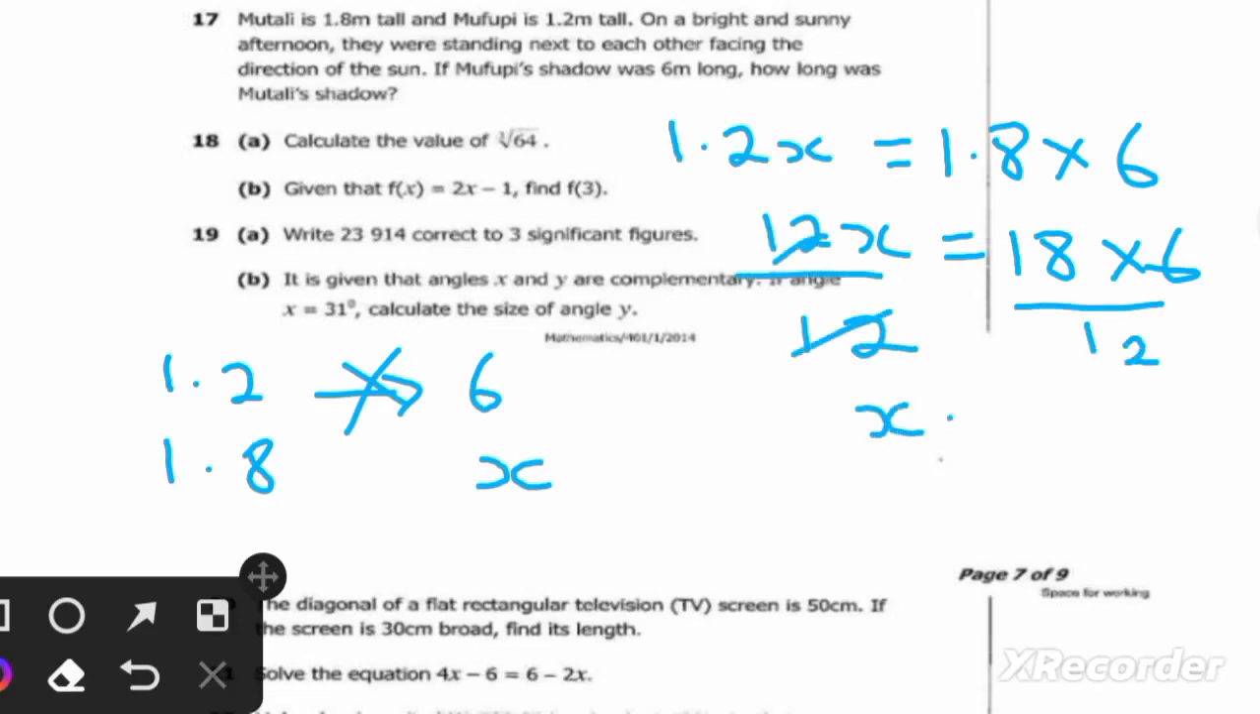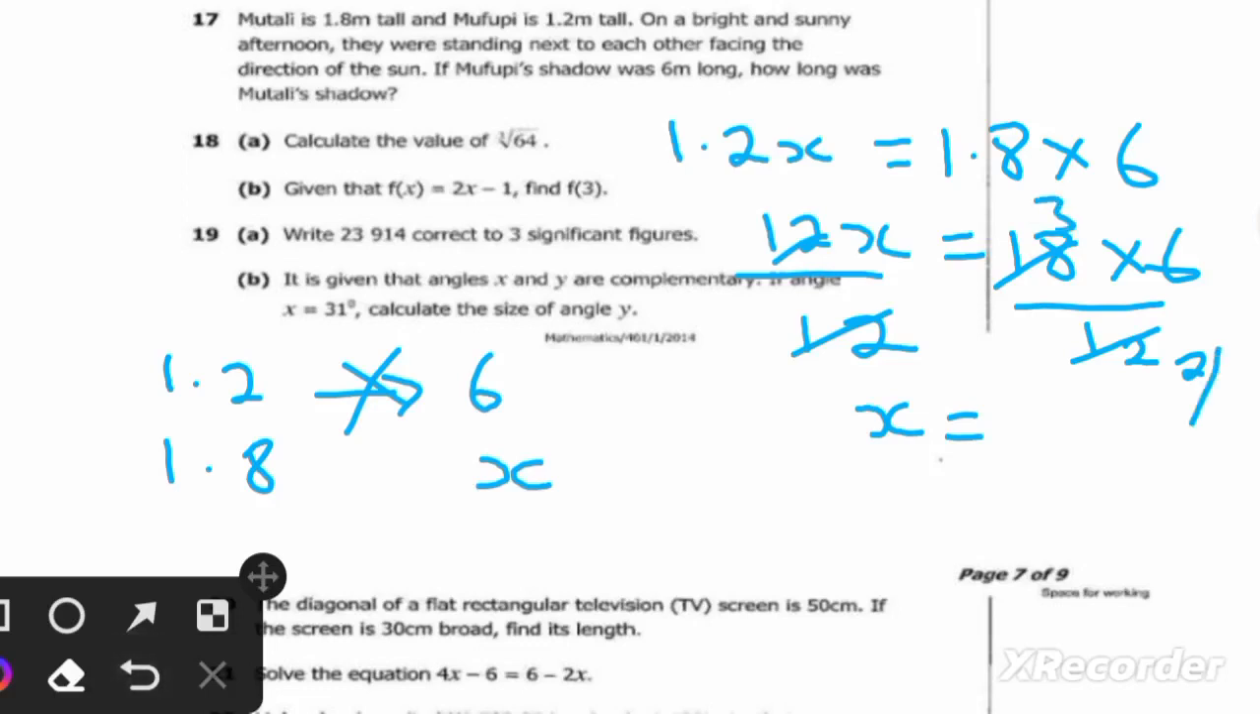The value of x is equal to, so let us find the number that can go into 18 and 12 without leaving a remainder. So we know that 6 can go into 12 and 18 without leaving a remainder. 6 into 12 is equal to 2. 6 into 18 is equal to 3.